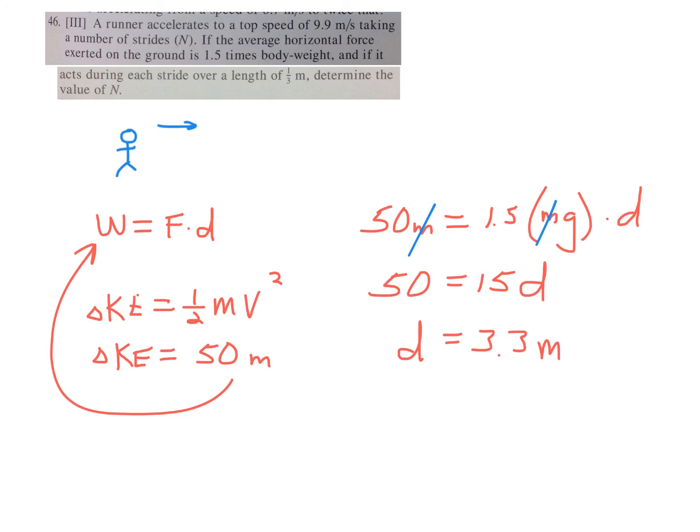Now it says that each stride was 1/3 of a meter. So the total acting force had to act over 3.3 meters. Basically, you just divide 3.3 by 1/3 of a meter. That's 10 times 10 strides. So n has to be 10 strides. In other words, you take 3.3 divided by 1/3, and it's going to be 10 strides to get up to this speed under these conditions.